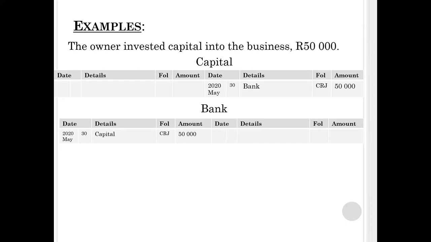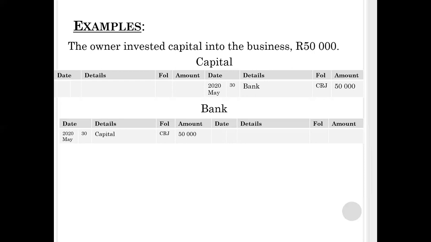That small column, you will see CRJ for cash receipts journal, because normally if you read the transaction, in which journal will you write a capital transaction? That is going to be the CRJ. And then the amount is 50,000. Right, now you will see I've done the bank account.